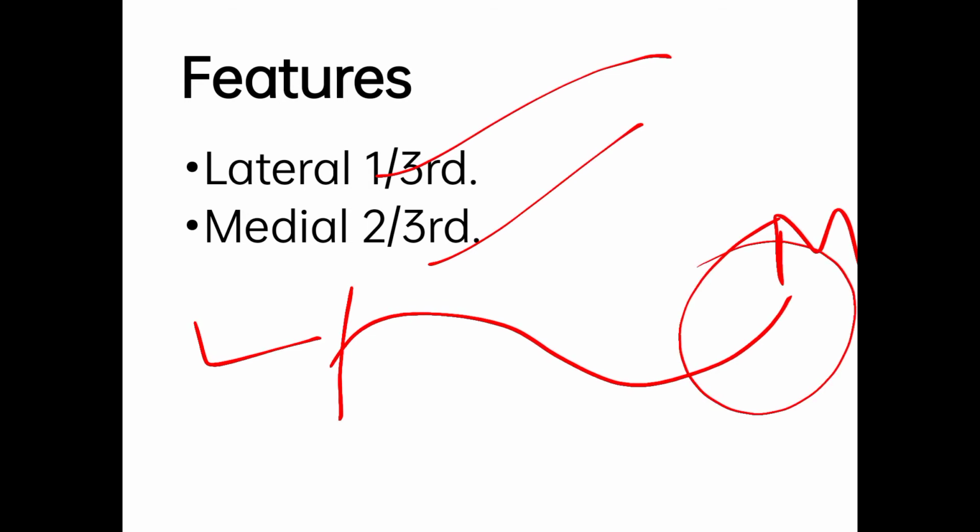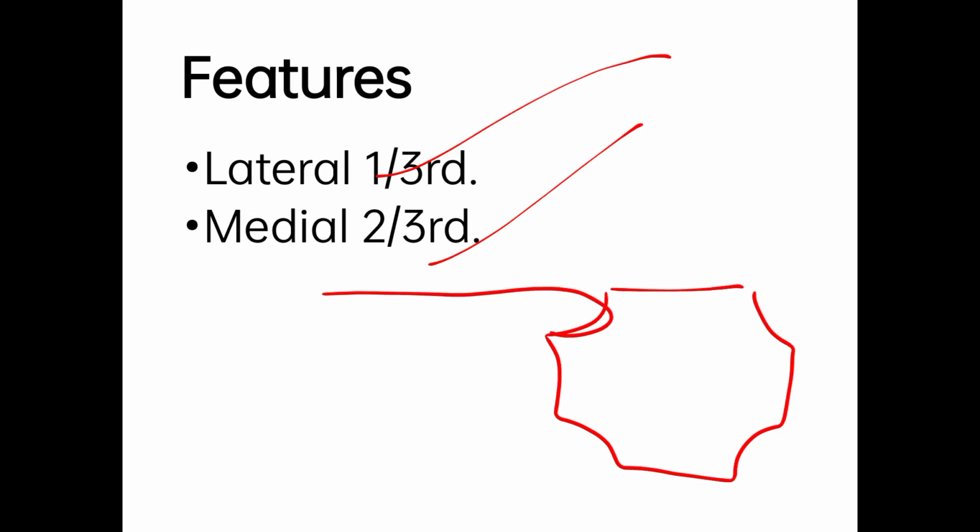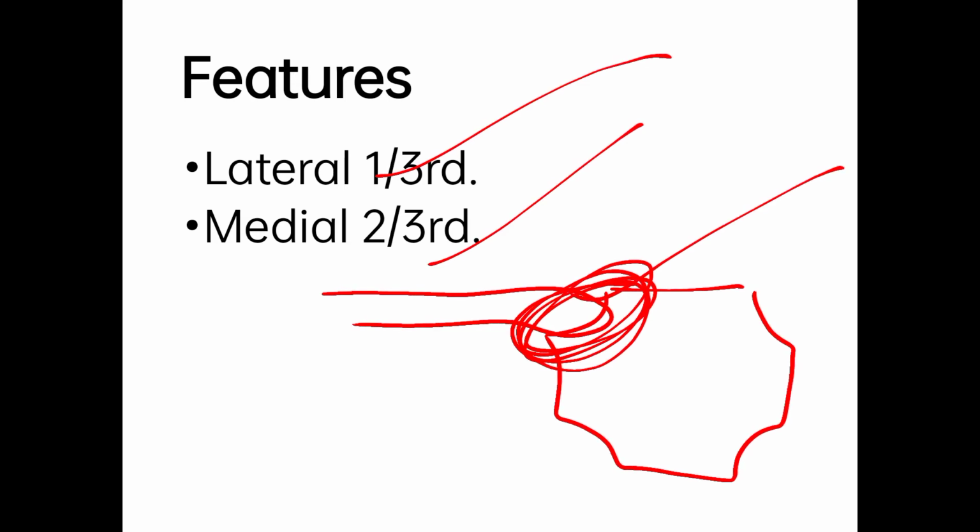Now the medial end or the sternal end is quadrangular and articulates with the clavicular notch of the manubrium sterni. Here this is the manubrium sterni. Here the clavicle comes and attaches. The joint formed over here is the sternoclavicular joint. The articular surface extends to the inferior aspect for articulation with the first costal cartilage.